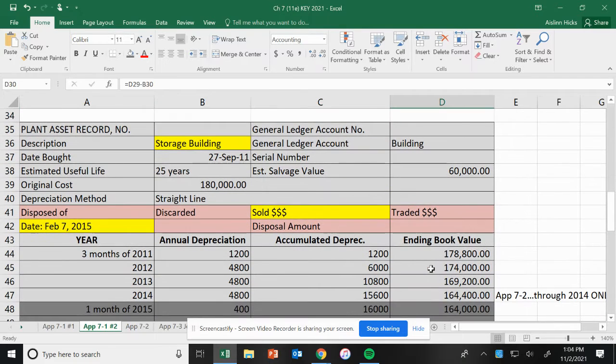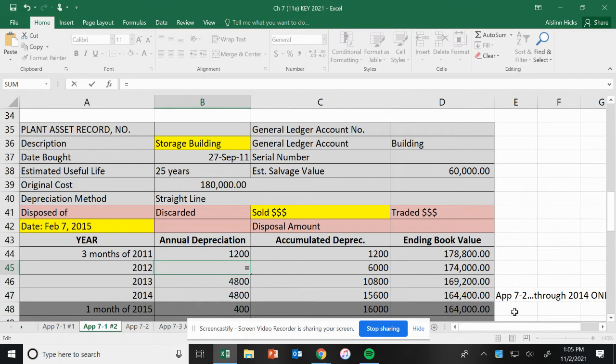Last one for now is the storage building. Let's do this. Late September. So that means I used it all of October 1, November 2, and December 3. So that's why I put 3 months here for 2011. Right here, I calculated my full depreciation, which is 180,000 minus 60,000 divided by 25. Looks like I just pasted that from someplace else.